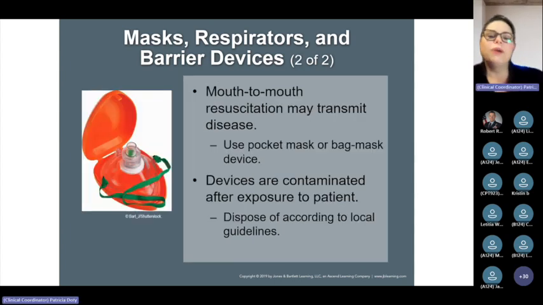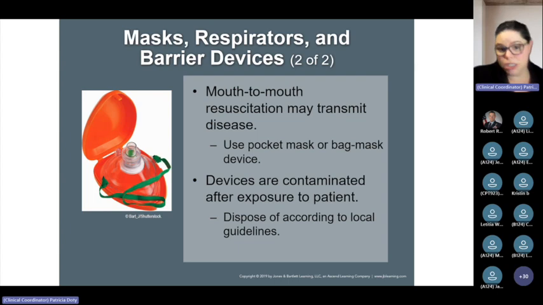And then you have your mouth to mask. Mouth-to-mouth resuscitation may transmit diseases, so we don't really do a whole lot of mouth-to-mouth anymore. There are pocket masks, and of course our BVMs are bag valve mask, which this just says bag mask device. Devices are contaminated after exposure to a patient, and so we just dispose of those. It's pretty simple. And you can get one of these little guys right here for almost nothing. A lot of different agencies do have those available, especially for the first responders in the field, especially the volunteer fire departments and things of that nature.